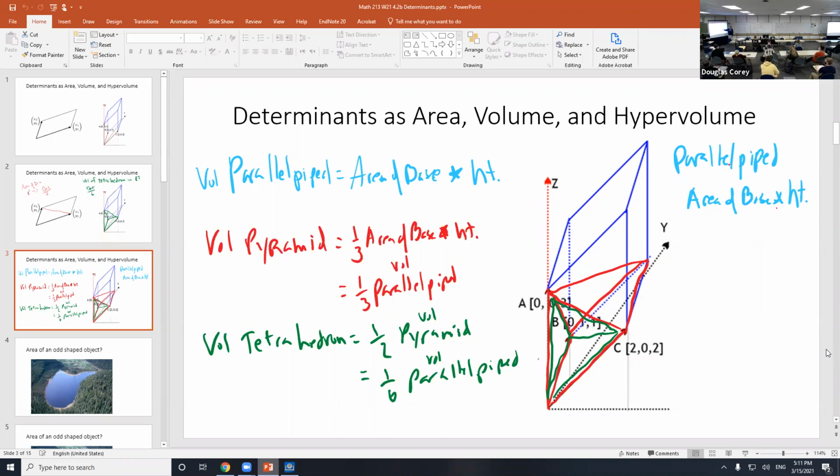But the tetrahedron we have is half of that pyramid, and so we divided by 1/3 to get the pyramid. You divided by 1/2 to get the tetrahedron. The tetrahedron is technically a pyramid too, but you'll please forgive me for that. So if I have 4 points, I should take 1, subtract it from the others to get 3 vectors, use the determinant to find the volume of the parallelepiped with those 3 vectors, and then divide by what? 6. Good.